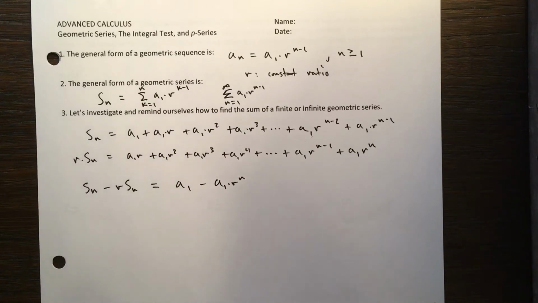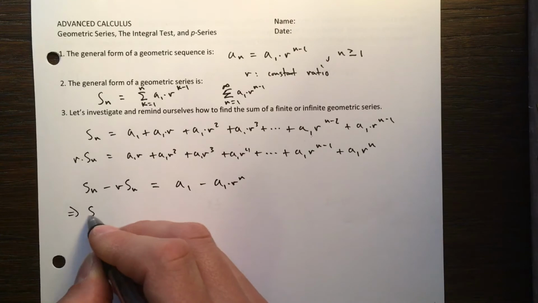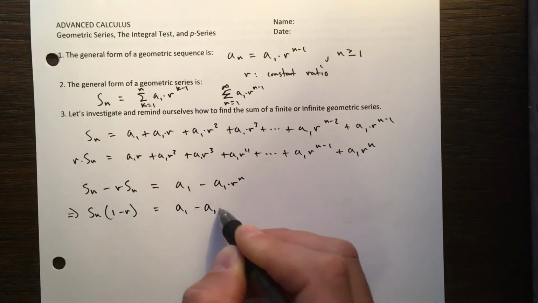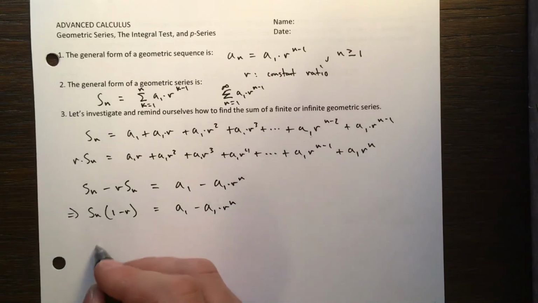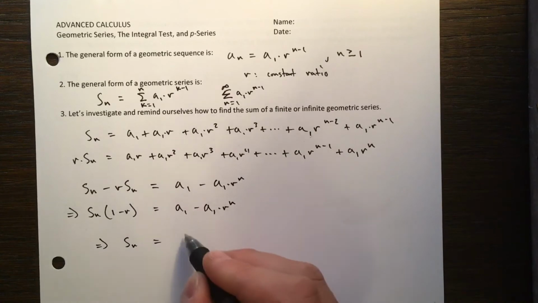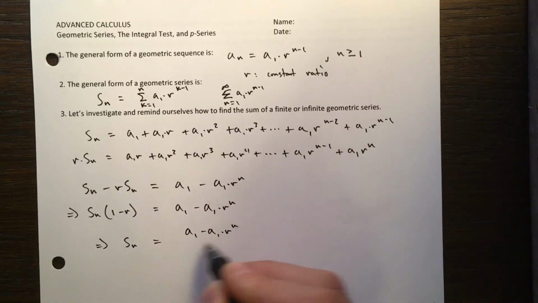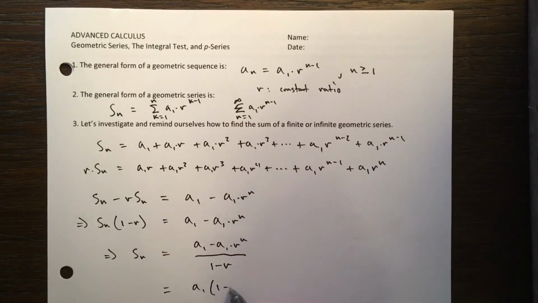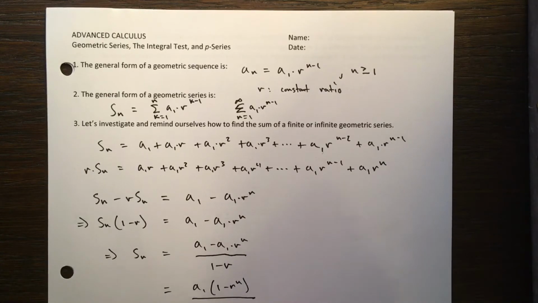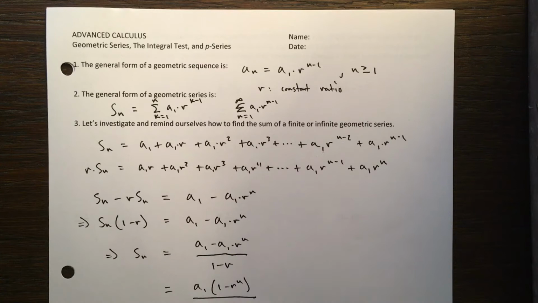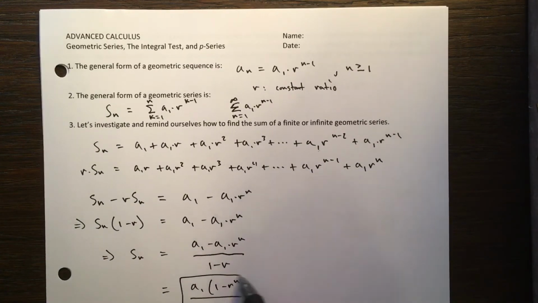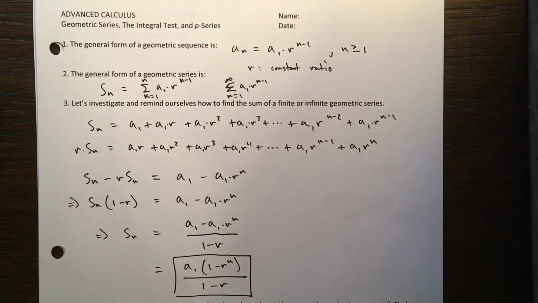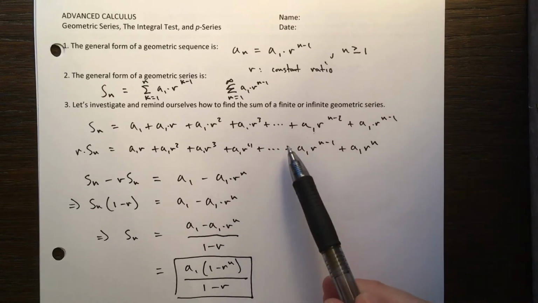So that means that factoring, S sub n times 1 minus r is equal to a sub 1 minus a sub 1 times r to the n, which means that S sub n is equal to a sub 1 minus a sub 1 times r to the n, divided by 1 minus r, or a sub 1 times 1 minus r to the n, divided by 1 minus r. So this is your partial sum of a geometric series: a sub 1 times 1 minus r to the n over 1 minus r, and we just developed that from that formula.